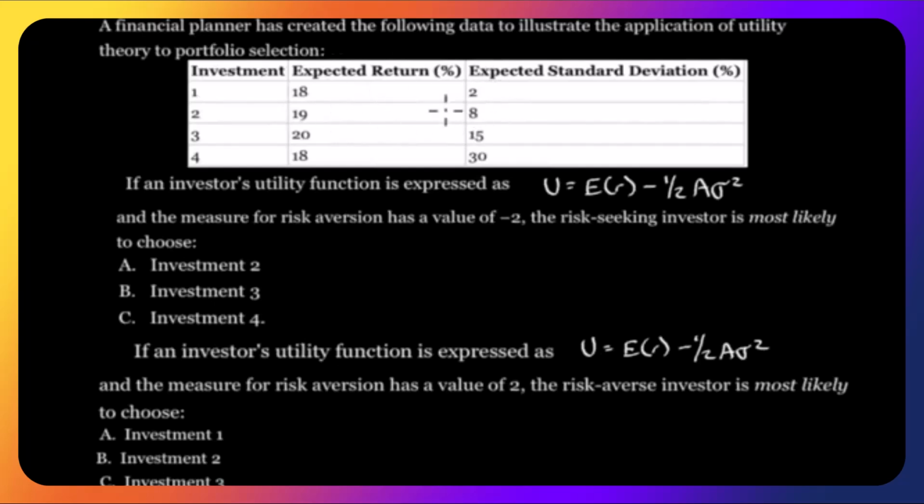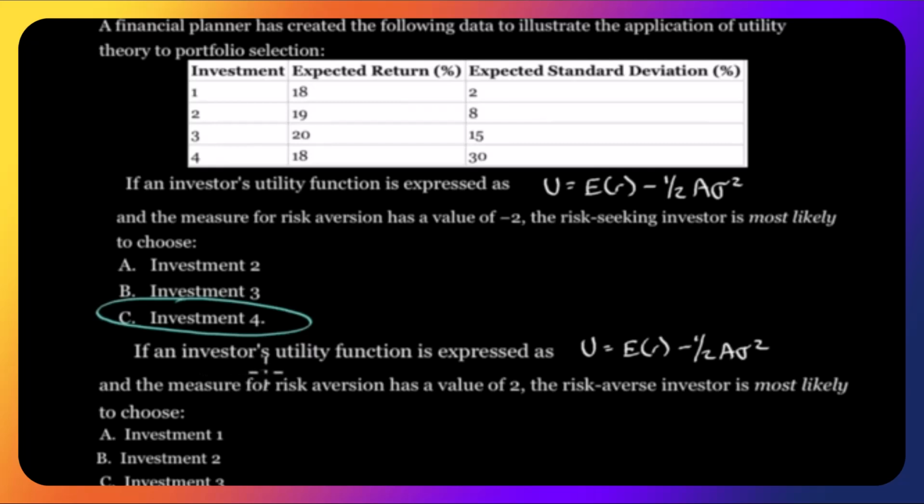We're looking at the same data here. If an investor's utility function is expressed as follows, and the measure for risk aversion has a value of -2, the risk-seeking investor is most likely to choose. Well, we have -2, so they're going to look for the highest risk. They're risk-seeking. Where is our highest risk here? Our highest risk, higher standard deviation, is investment number 4. They're most likely to choose investment number 4.